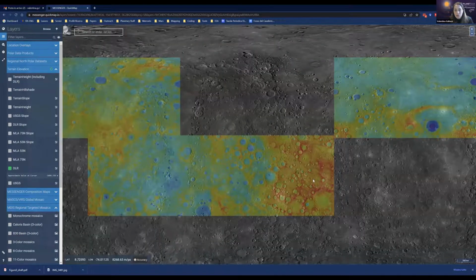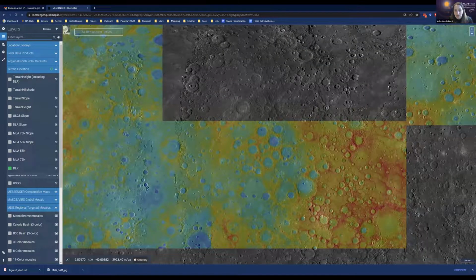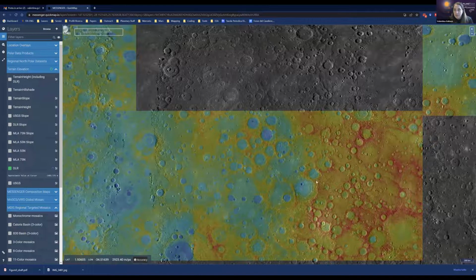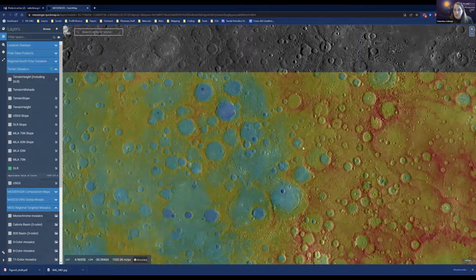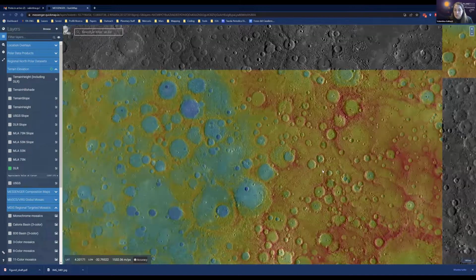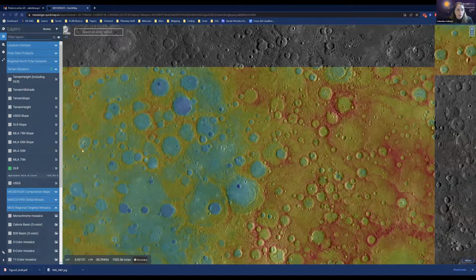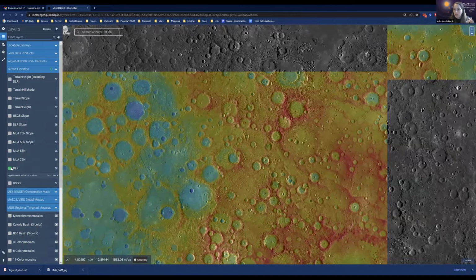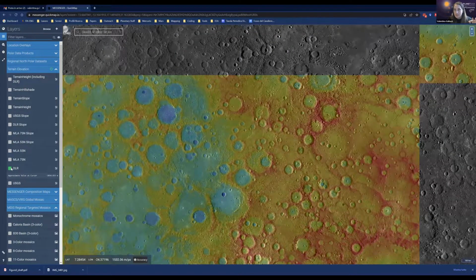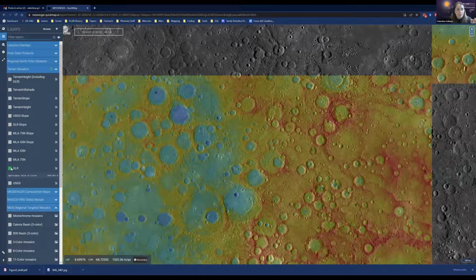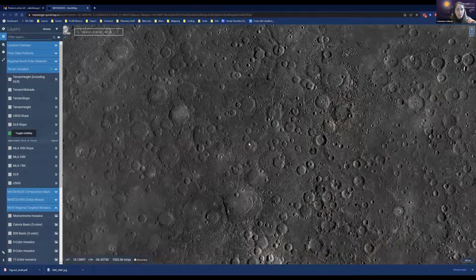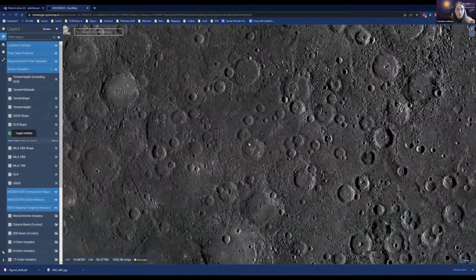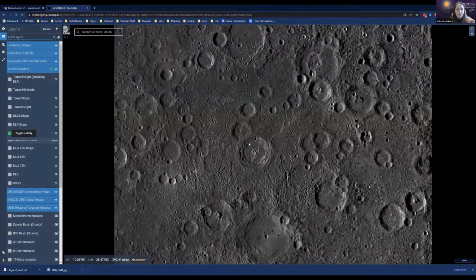These DTMs offer more complete features. I mean, you can understand more completely the morphology of Mercury. However, if you want to have a precise measurement of the height, you should refer to MLA DTMs.